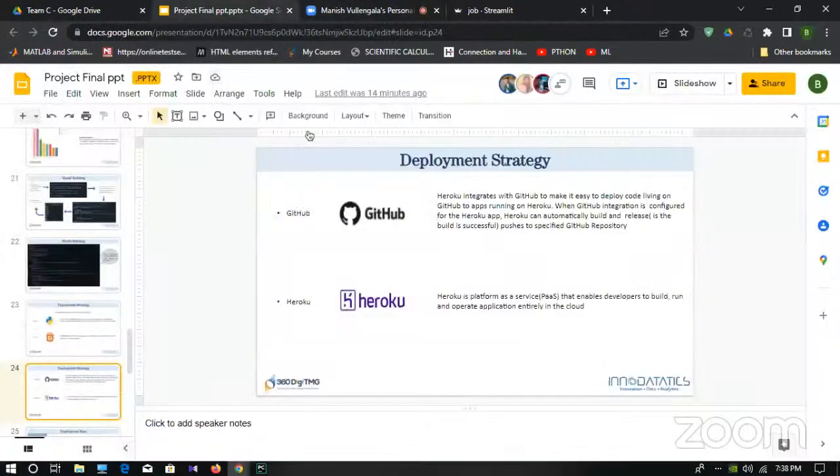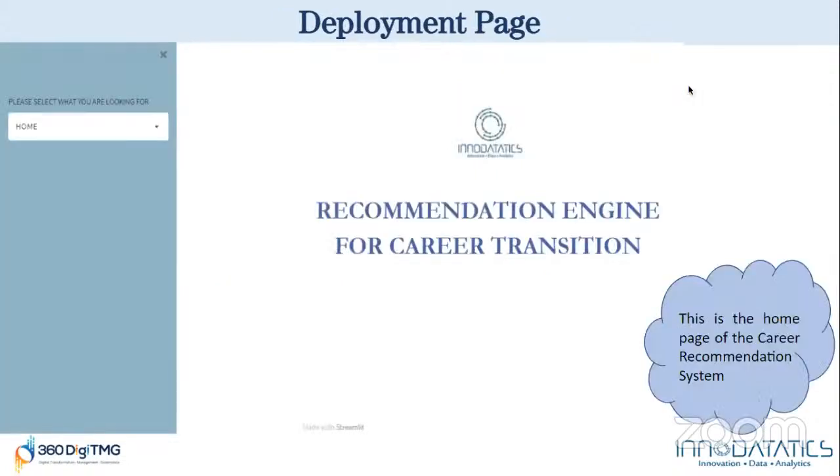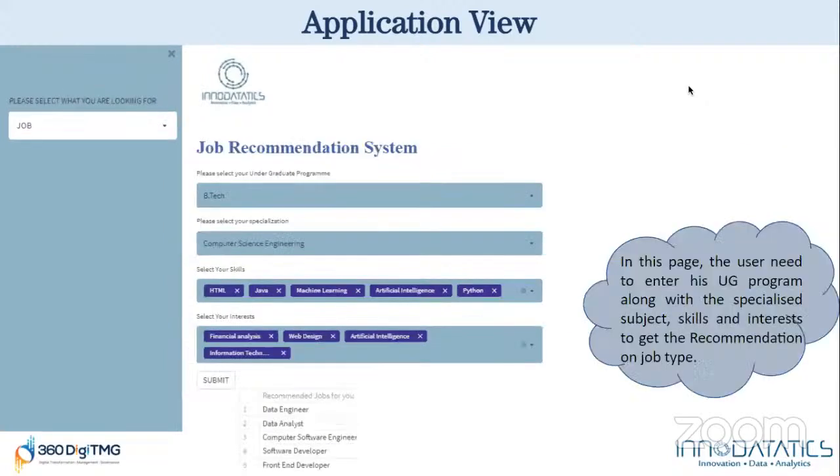Thank you, Sandeep bhai. Now I will be showing the rest of the slides. The next three slides will show you a glimpse of our web application and the types of user inputs. The slide we are seeing now shows the home page of our web application. This page is for higher studies, where the user has to enter UG, specialization, and field of interest, and he or she will get the recommendation accordingly. Next, the slide for job recommendation. Here the user has to enter UG, specialization, skill, and interest in order to get job recommendations.